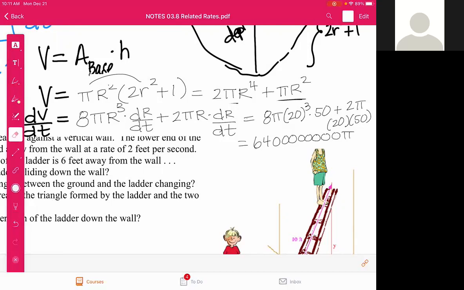Oh, okay, so you multiplied all that? So 20 cubed I know is 8,000. This would be 64,000. Anybody have that? 3,202,000. Okay. Like this? And then a pi? Okay.